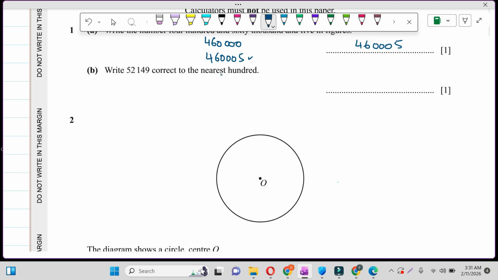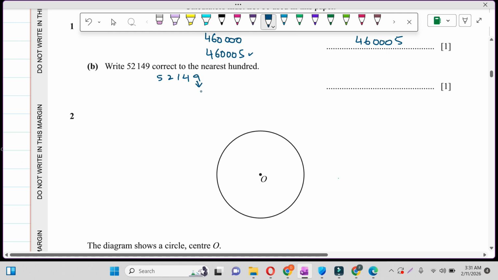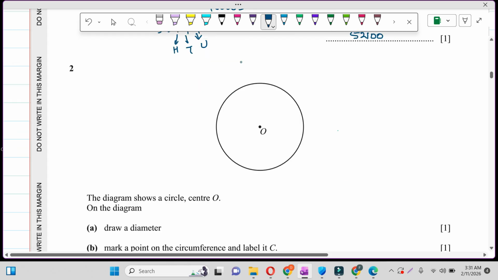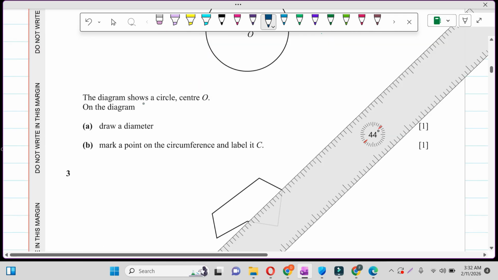Part B, write 52,149 correct to nearest hundreds. 52149. This is the unit place. This is the tenth place, and this is the hundredth place. So we have to make it 100th place. We know that 10th place is 4, which is less than 5. So there will be no change on the 100th place. So 52100.